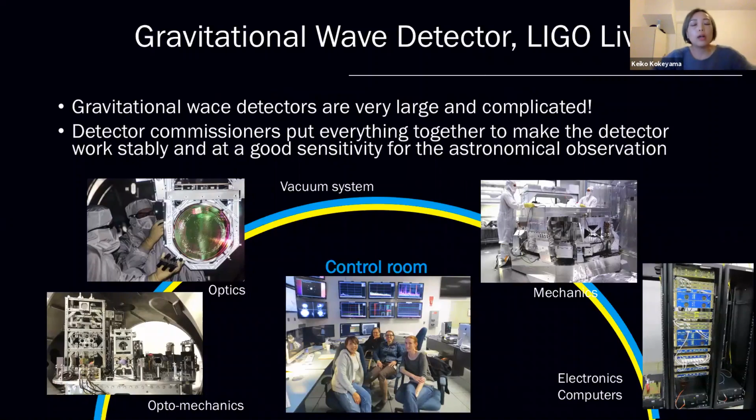We want to do astronomy by detecting gravitational signals coming from the universe. The detectors are L-shaped like this, and each arm of the L is 4 kilometers or 3 kilometers long. So it's a very, very large machine to detect very small signals of gravitational waves. This large machine has very different parts, and it's very complicated. The pictures are just examples.